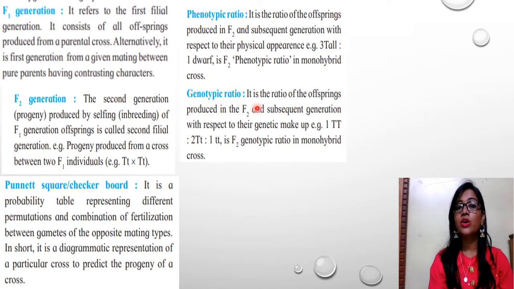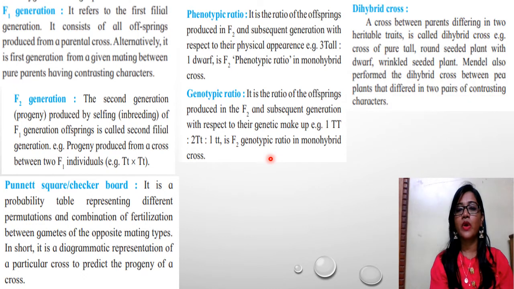While genotypic ratio is the ratio of the offsprings produced in the F2, that is second filial generation, and subsequent generation with respect to their genetic makeup. 1 capital T capital T, 2 capital T small t plants, 1 small t small t plant. That is 1:2:1. 1 homozygous tall, 2 heterozygous tall plants, 1 homozygous dwarf plant is the second filial or genotypic ratio in the monohybrid cross.